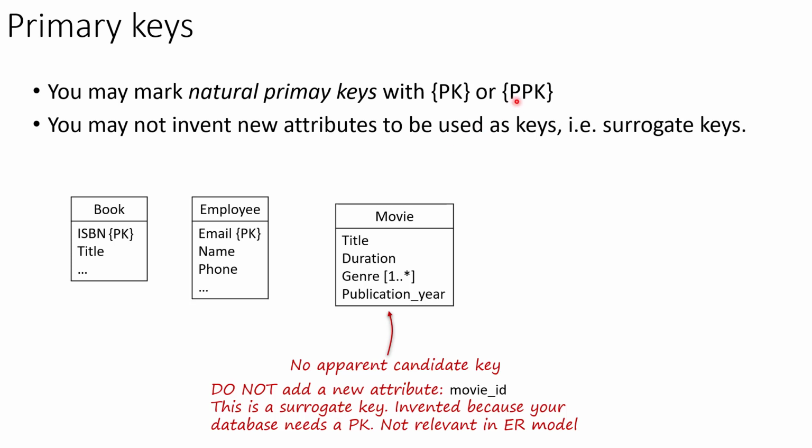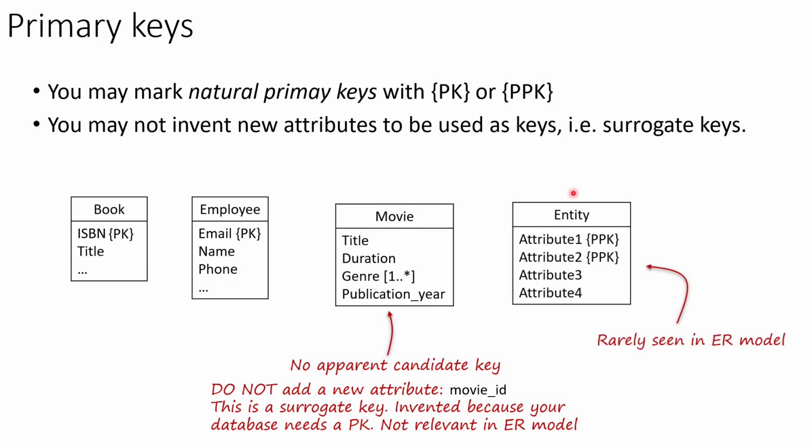Right. And finally, the partial primary key. I didn't have a good example. They are mostly used in a later diagram that looks like the ER diagram, but is slightly different. But assume you have an entity and their attributes, and these two together make up the primary key. Well, then you mark it as this partial primary key to say that this is part of the primary key. All right.